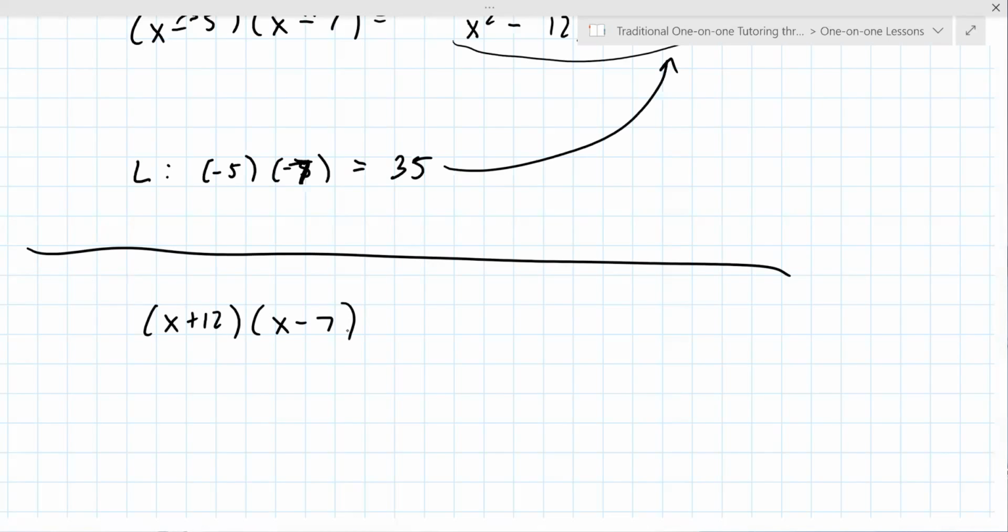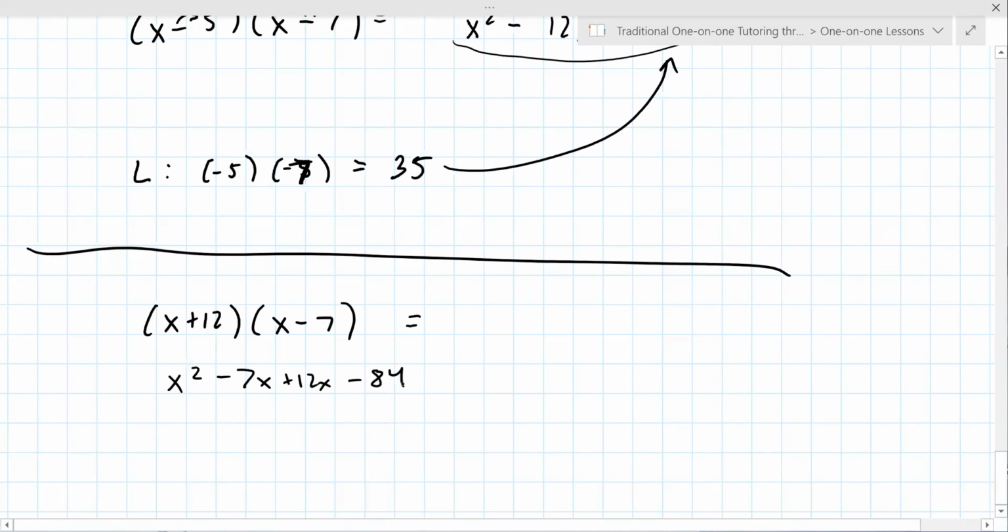Yeah, one thing I like about this is the way you wrote it for the first one, because before I was writing it in a much longer way instead of just doing it on top of each other. Yeah, the way I want you to be able to do this is x squared minus 7x plus 12x minus 84. And eventually I want you to be able to just combine the outer and the inner together in one step.